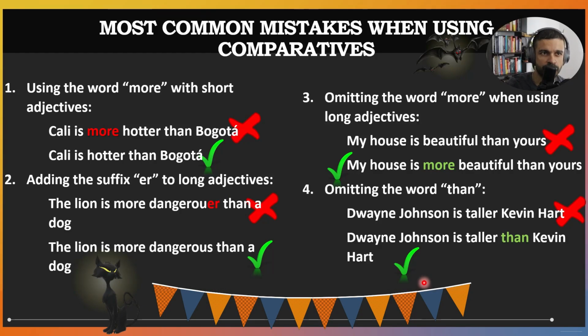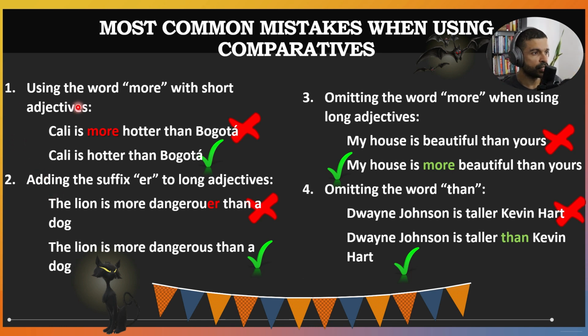Most common mistakes when using comparatives. So these are the most common mistakes when using comparatives, not superlatives, comparatives. It means 2 individuals in equal positions. We're not putting anyone on top of the rest in that category, but we're comparing just 2. One is slightly more than the other one.